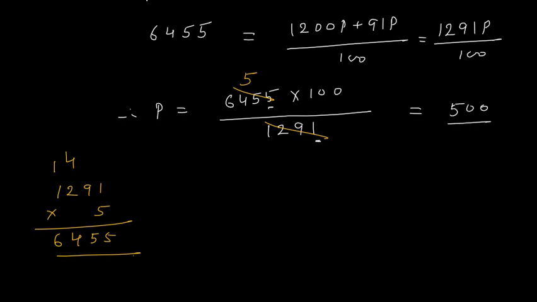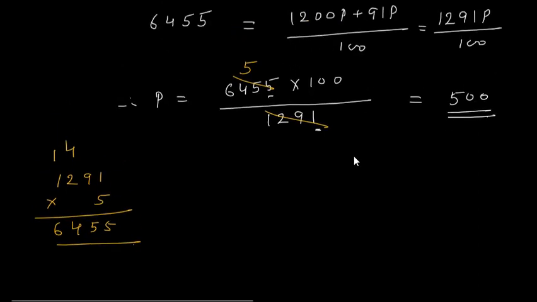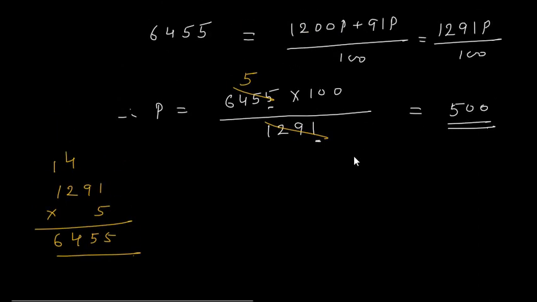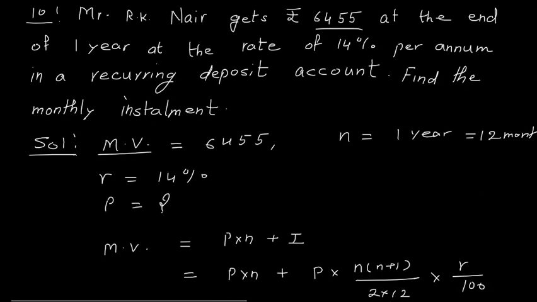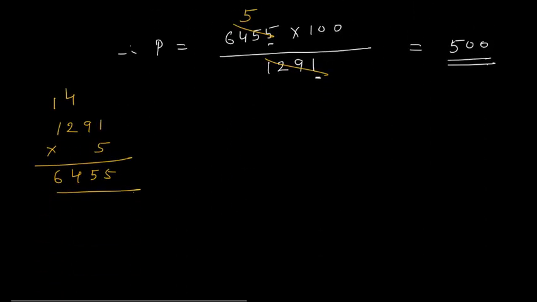Whenever you get a difficult calculation, make sure that the person who has given the problem must have given it in such a way that it is easily divisible. So P you got 500. We had to find the value of P, and we got P. Therefore the monthly installment P is rupees 500. Now let us see the last question.